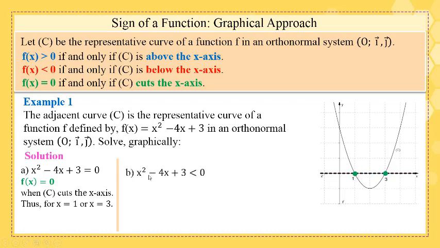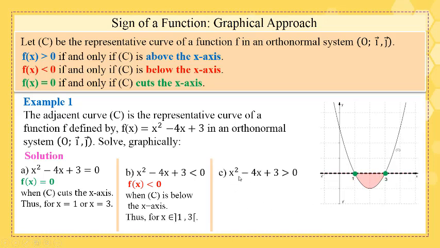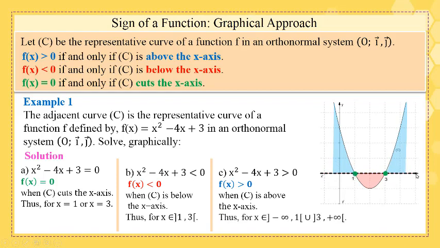Part B. This inequality means that f of x is less than 0 when C is below the x-axis, thus for x belongs to the open interval 1, 3. Part C. This inequality means that f of x is greater than 0 when C is above the x-axis, thus for x belongs to minus infinity, 1 union 3, plus infinity.